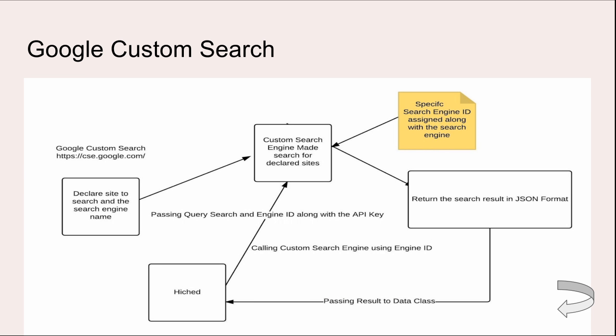To achieve it, I'm using the Google Custom Search. So I have to declare the search site and the engine name to the Google Custom Search, and the Google Custom Search assigns me the engine ID so that I can call it from the application. So from each application, I pass in the query search and engine ID along with the API key to call the custom search I have pre-created. So the search does the job and returns the search result in JSON format, and it passes back to the application to save the data in the data class.